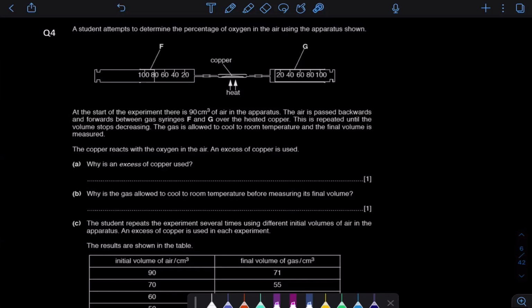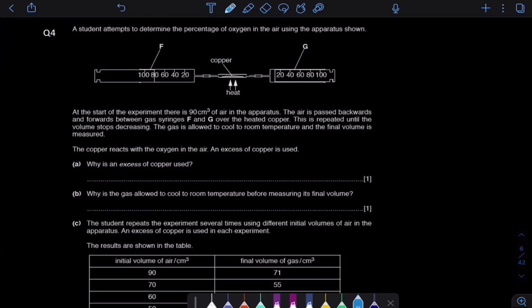At the start of the experiment, there is 90 cm cube of air in the apparatus. Okay. The air is passed backwards and forward. ठीक है. This is repeated until the volume stops decreasing. The gas is allowed to cool to room temperature. ये क्यों कर रहा है वो? At the start 90 cm cube था. तो end पे भी जब आपने वॉल्यूम में ये करनी है तो आपने फिक्स वैल्यू पे करनी है. And this is a source of error if you don't do it. Because gases expand. ये मैंने बिल्कुल लेसन के स्टार्ट में आपको बताया था.